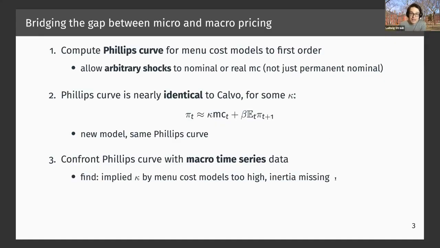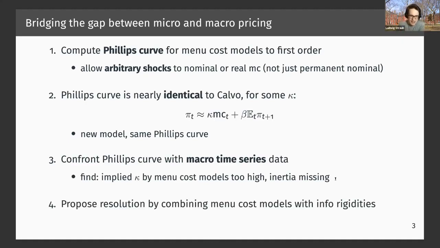And so we find that the basic menu cost models that we're going to work with, and I'll be explicit in a second, are not going to match the macro time series data out of the box. And so what we try to do is bring the menu cost models and the macro time series data together. We propose a resolution by combining these menu cost models with informational rigidities that slow down the adjustment of inflation to marginal costs.